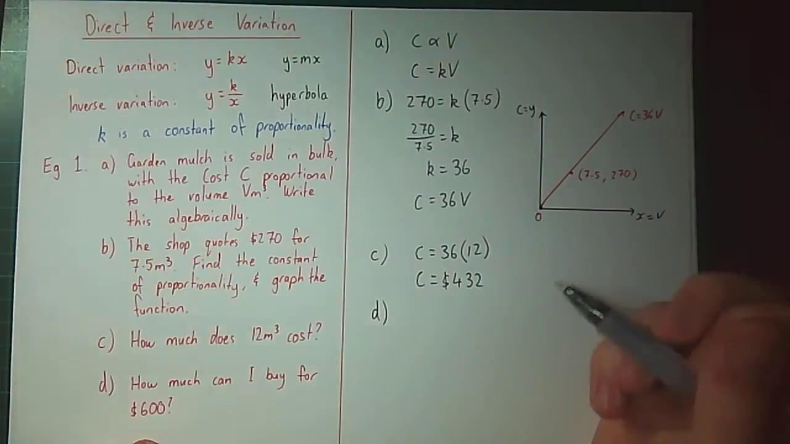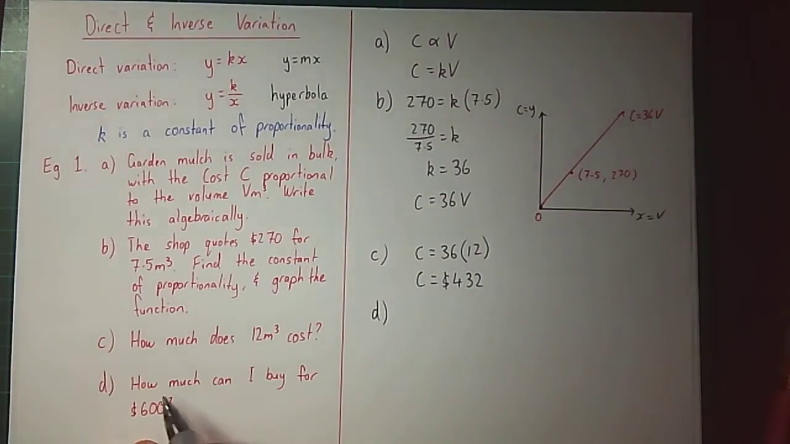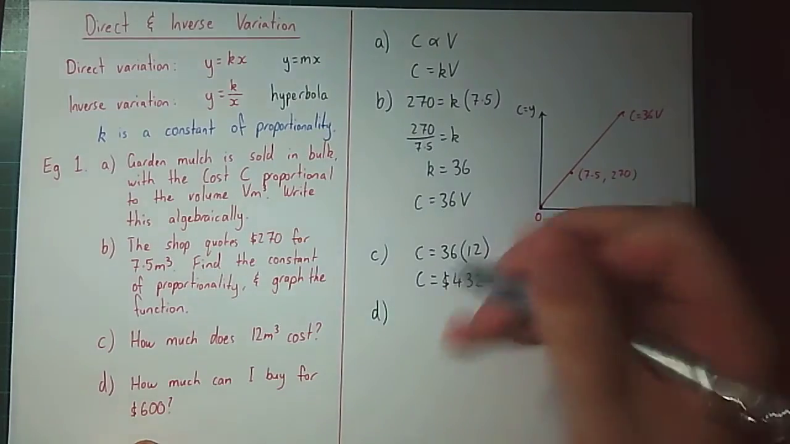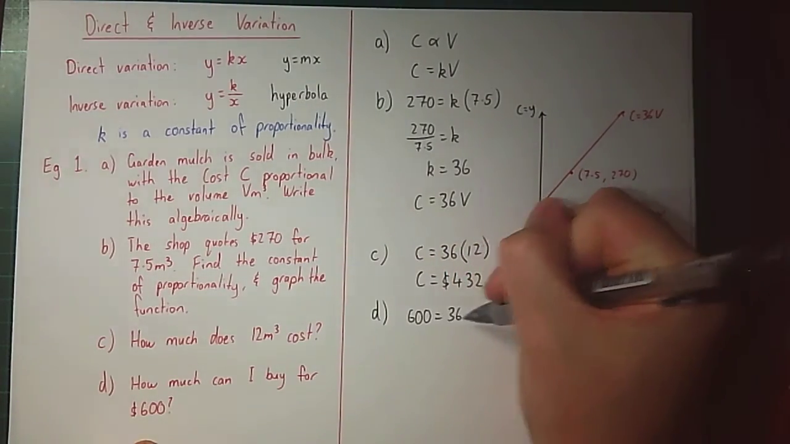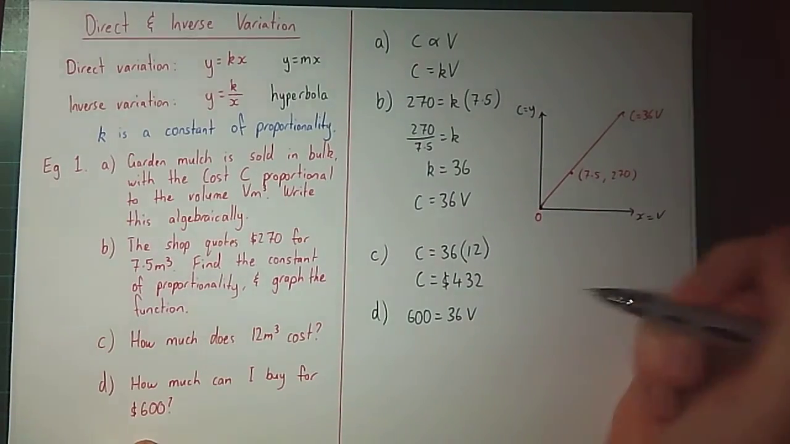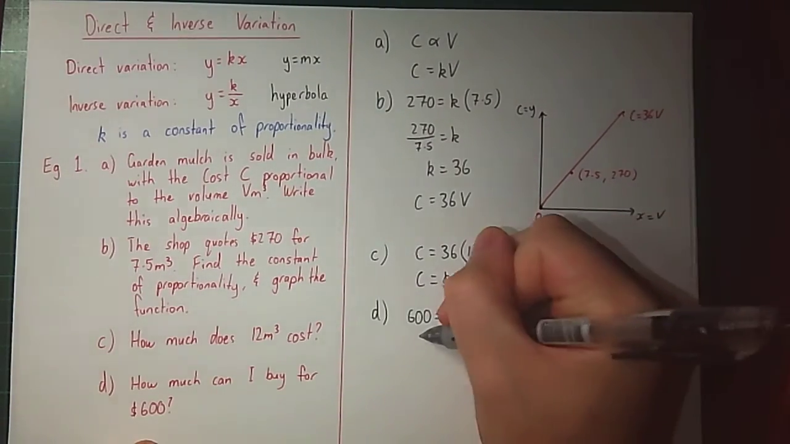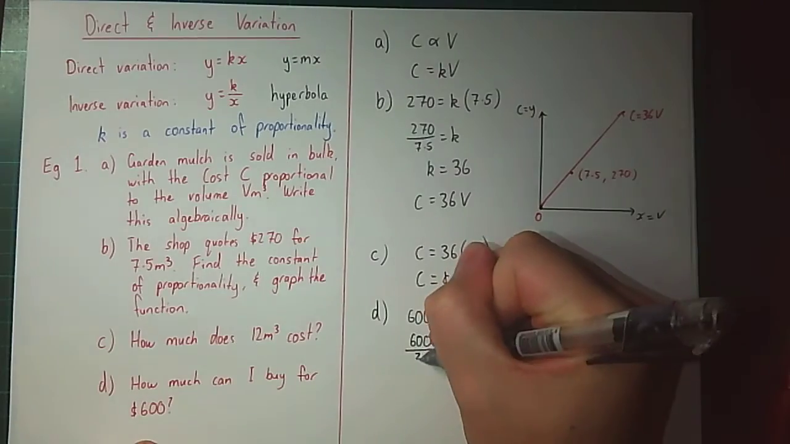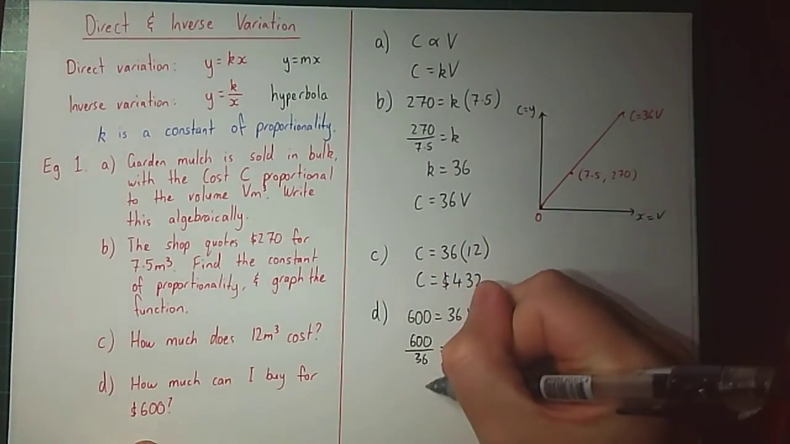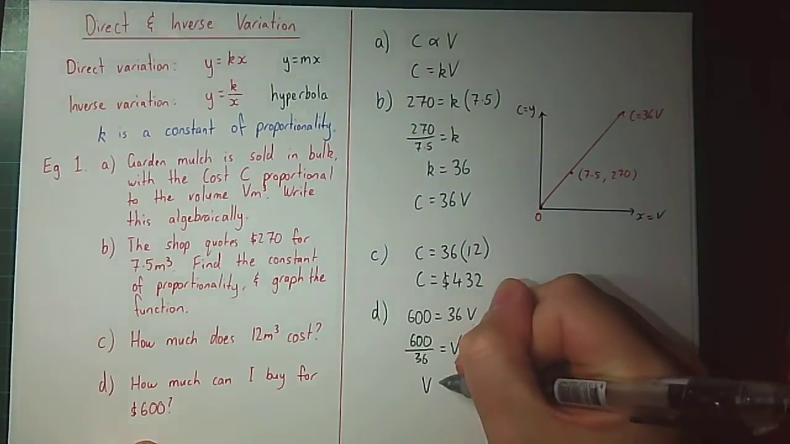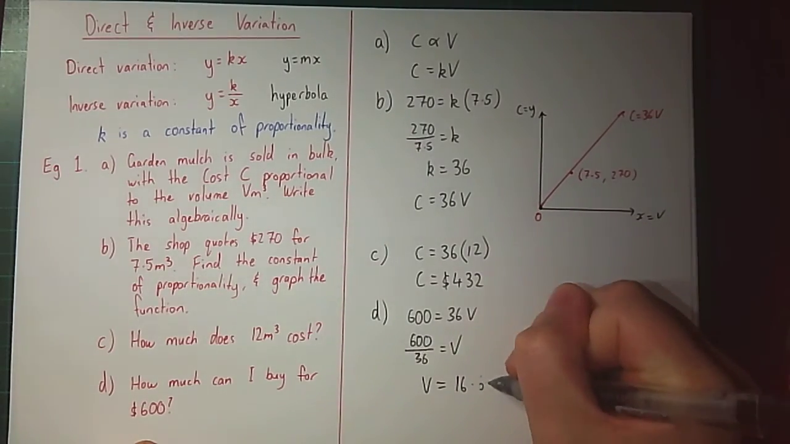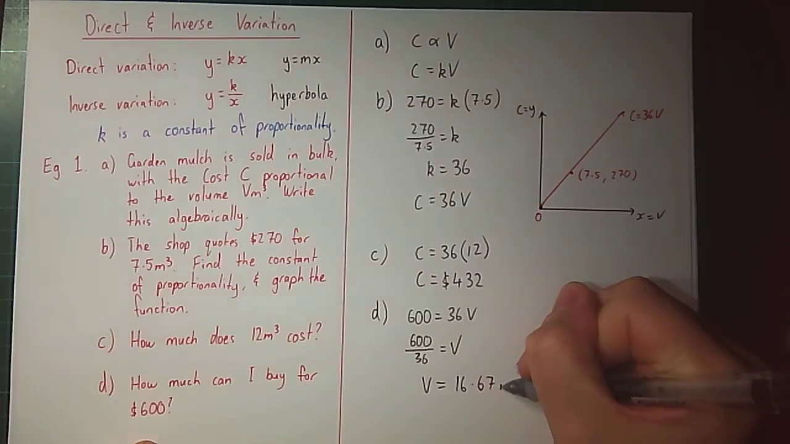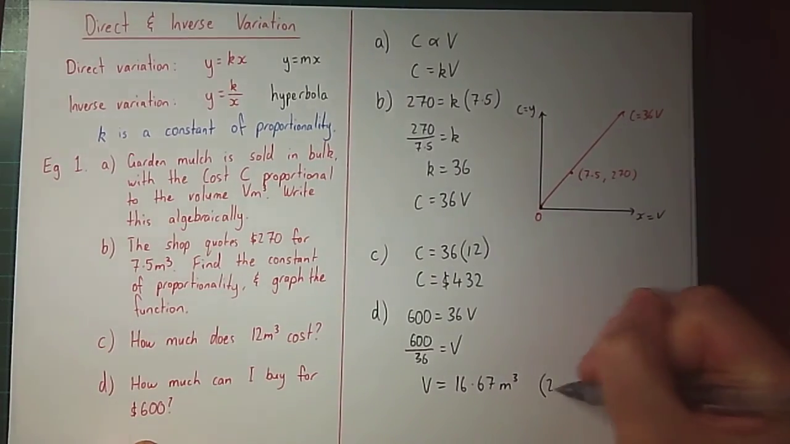Now we can use a similar idea for D. It's going to be the opposite, so we're trying to find our volume. It says how much can I buy for $600. So if we pop in $600 for our C, 36V. To get V by itself, we're going to divide both sides by 36. So that gives us our answer as V is equal to 16.67 meters cubed, and that's to 2 decimal places.